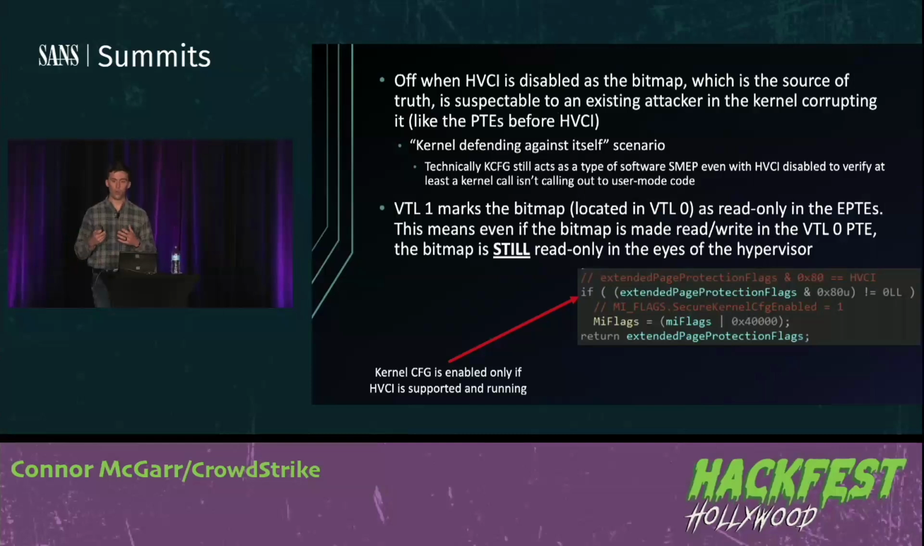Well, if you have kernel control flow guard and you're defending against a kernel attacker and your bitmap is also in kernel mode, what's stopping an attacker from just corrupting that bitmap, marking all memory as valid call targets, and then making their function call? Nothing. And that's why HVCI is actually needed. The feature won't be fully instrumented without it in order for kernel control flow guard to actually be enabled. And the way that that works is similar to KDP. There's a read-only extended page table entry put on the bitmap that makes it incorruptible from VTL0.